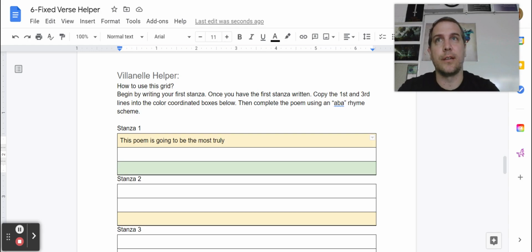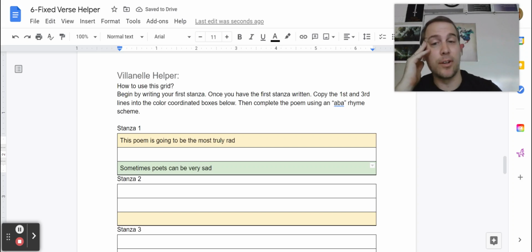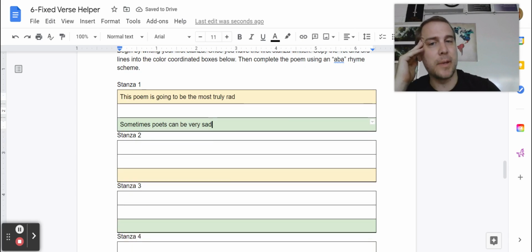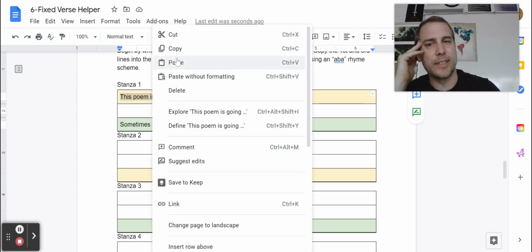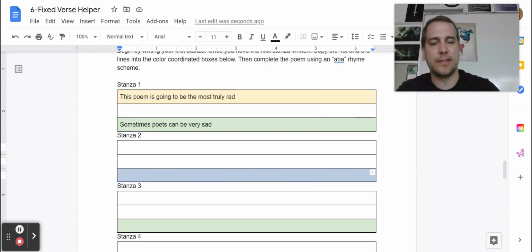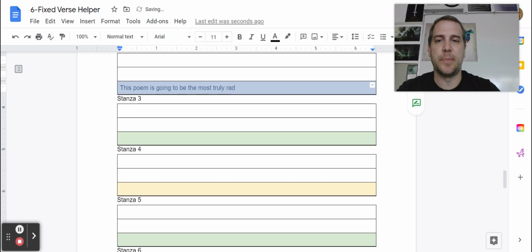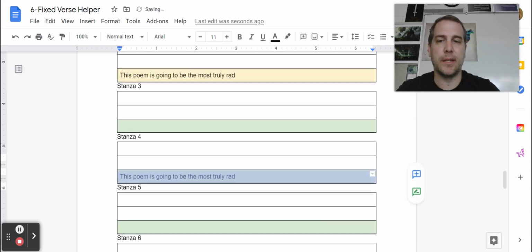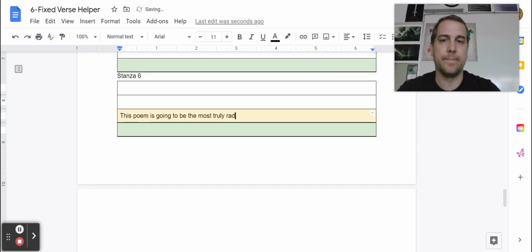So it's truly rad, right? Sometimes poets can be very sad, right? This is a lame poem. I'm not trying to make good poetry here, but anyway, you guys should be. So what I would do at that point, once I have this first stanza, is I'd copy this and put it in the other spots where it's supposed to be repeated in a villanelle, right?